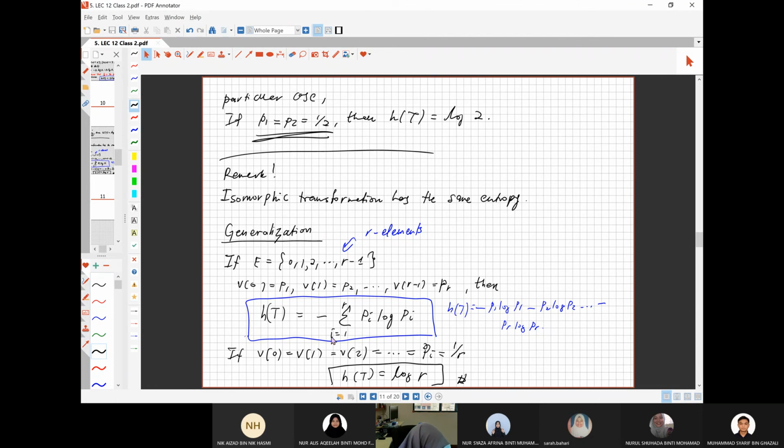And for the generalization of our Bernoulli example, if you have the measure of the Bernoulli and E has R elements, and they have different measures, then your entropy of the transformation must be in this form. If the measures are uniform, or we can say the same, then the entropy is equal to log R, log of the number of elements. Okay, that's all. Any questions before we end our class?